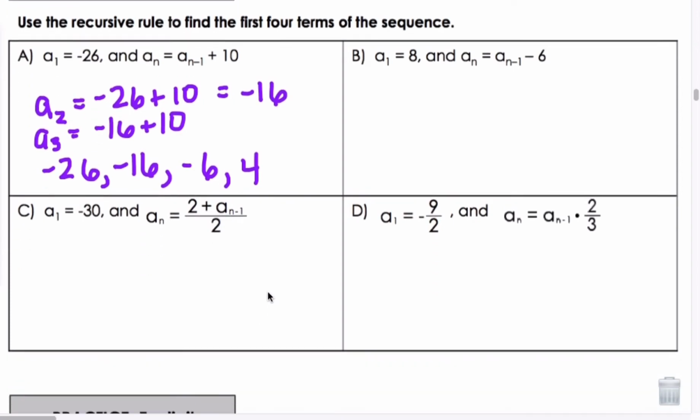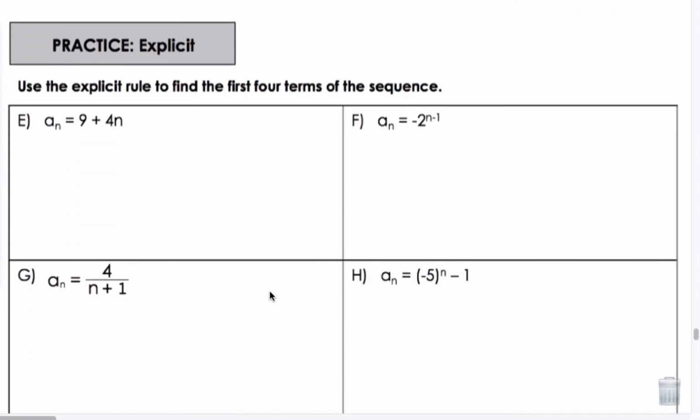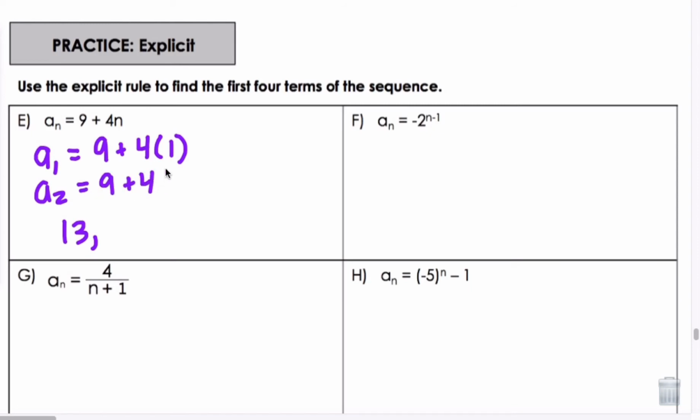Okay, now for the explicit, again, we're relating the term to the value. Okay, and I want to know the first 4 terms, so all I have to do is substitute in the term number, which is 1. So my first term will be 13. A sub 2 equals 9 plus 4 times 2. That's the term number. And I would get 17, and so forth. I'd get 21 and 25. And that is the first lesson on sequences and patterns.